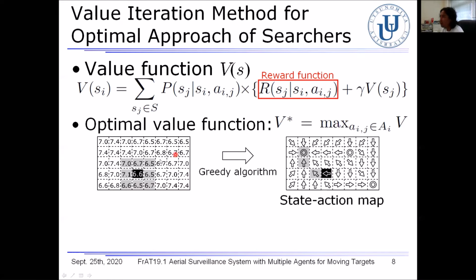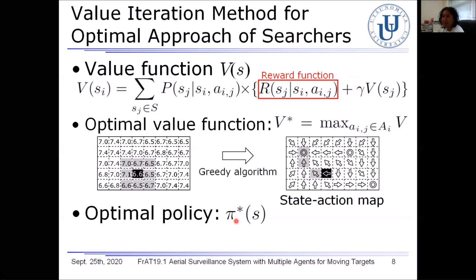For the optimal value function V star, an optimal action in each state is obtained with the use of a greedy algorithm. The optimal action in state S is represented by pi star S. This policy pi star is used by the searchers as the state action map. Consequently, the searchers are enabled to move toward a cell with the maximum value of V star according to the moving direction, which is pi star. A series of the actions is the optimal approach behavior of the searchers toward the target.